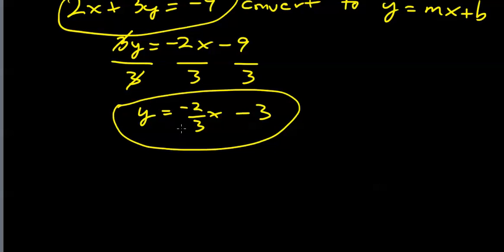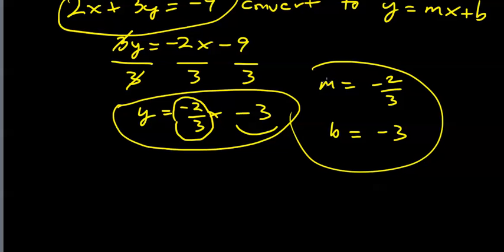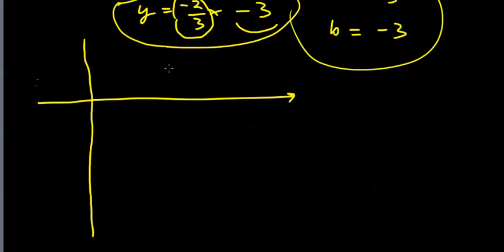Alright, how can I use this information to graph this line? Well, I know the slope is minus 2/3. And I know the y-intercept is minus 3. I claim with these two pieces of information, graphing is an easy task. Let me show you what I mean. And let me graph. We get a little bit of a graph here.